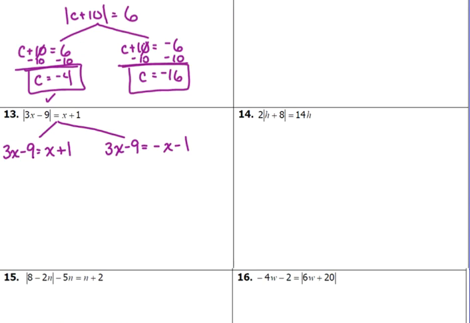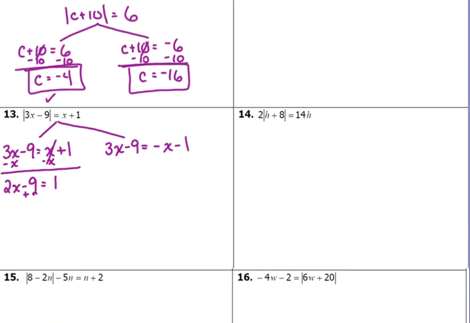Now, variables on both sides. There are a couple of different ways that you can handle these equations. In my opinion, it is best to move the variable first. So we've got 3x on the left side and we've got an x on the right side. Move the smaller one. So that means we're going to subtract x. So we get 2x minus 9 is equal to 1.